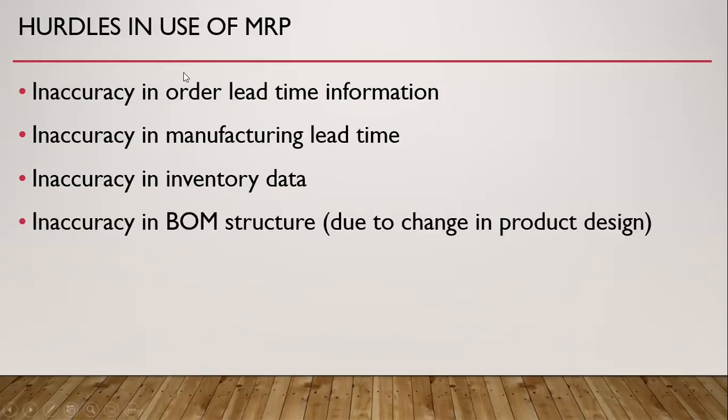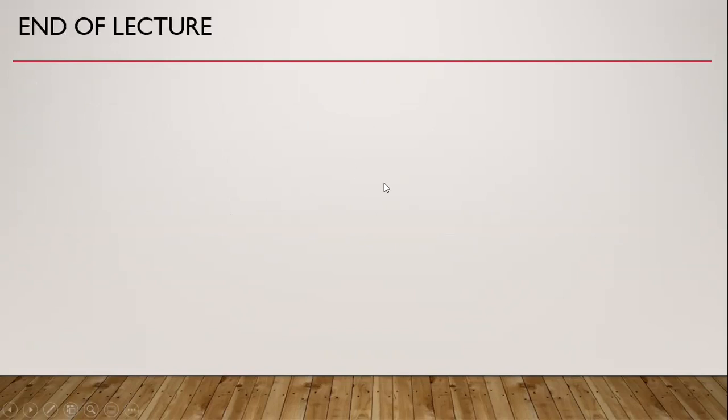Then what are the hurdles in use of MRP? There may be inaccuracies, for example, in ordering lead time information, inaccuracies in manufacturing lead time, inaccuracy in inventory data, and inaccuracy in bill of material structure, for example, due to change in product design. If there is a change in product design, we need to change the bill of material. Otherwise, there will be problems in formulating the MRP.